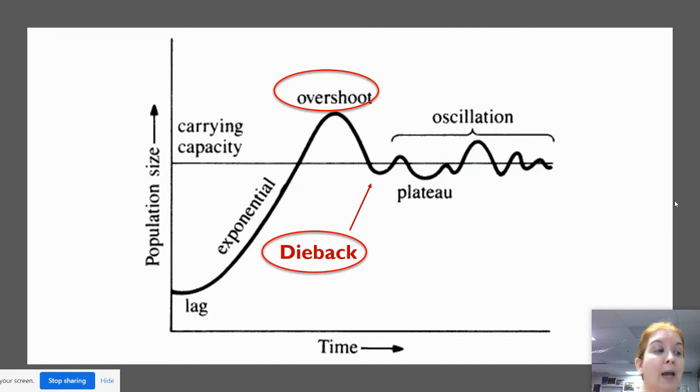So usually what happens is you have this exponential growth and you have what is called an overshoot, and the population gets above carrying capacity. But then you will have what is called a dieback. So there's this oscillation of overshoot, dieback, overshoot, dieback, overshoot, dieback, as the population figures out, okay, what is the perfect number? And populations do a good job of figuring this out on their own and stabilizing. It just takes a little bit of time.